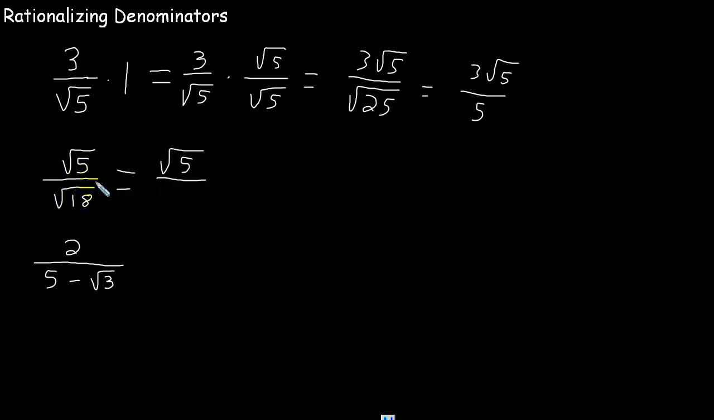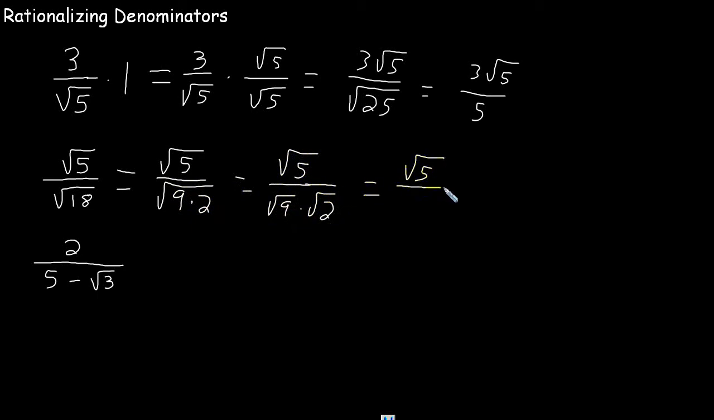So if you look at square root of 18, you can simplify that. 18 contains a perfect square factor of 9. 18 is the same as 9 times 2. And we can use the product rule to simplify this and write this as the square root of 9 times the square root of 2. And the square root of 9 is 3. So this will be square root of 5 over 3 square root of 2.